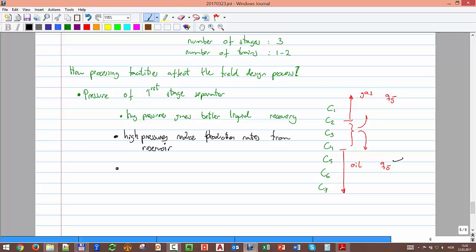And then also when we talk about gas, high pressure gas occupies less volume, and the velocities of gas in the system are less. That means less pressure drop, okay? And that also means higher separation efficiency.